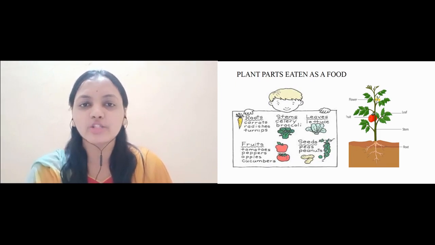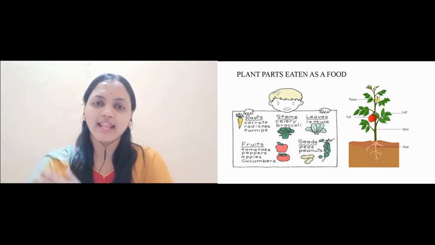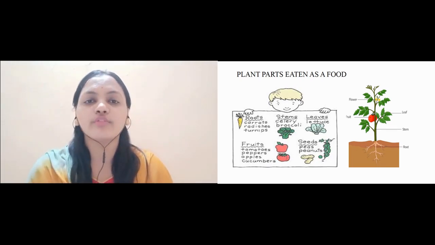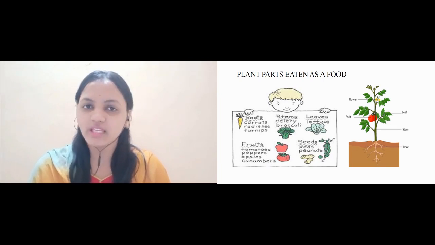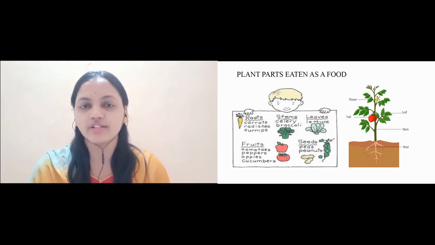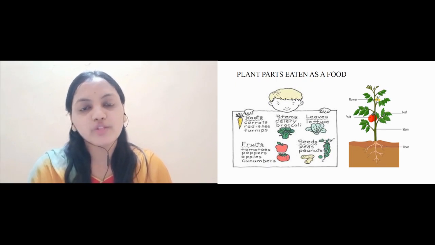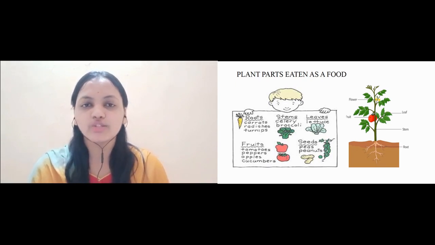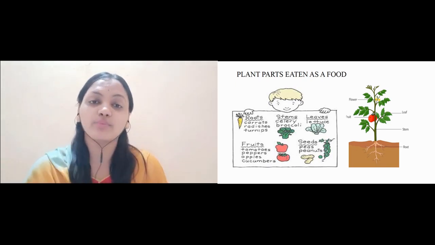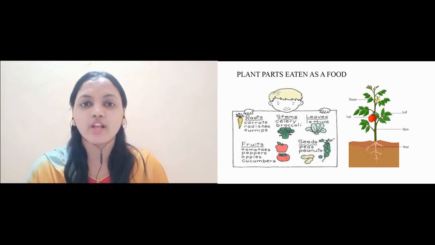The next picture is of a plant with its labeled parts. So we eat fruits, we eat flowers of some plants, we eat stems of some plants, we eat roots of some plants. Okay students, so is the concept of the plant parts which we eat as food clear? I hope it is.